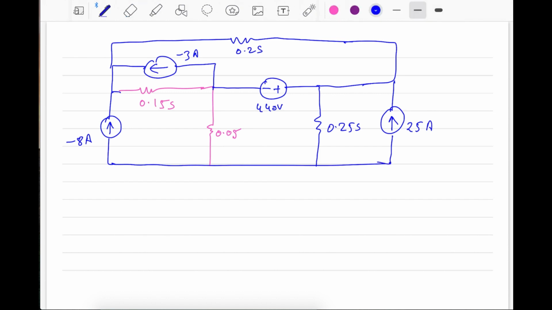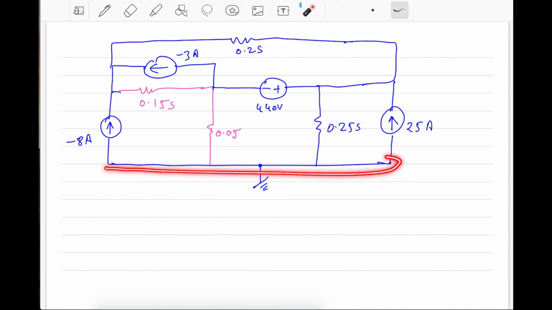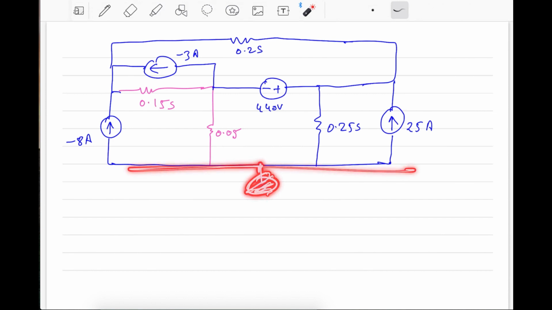So by intuition also you can assume that the number of nodes which are connected to this node is maximum. So let us assume this as ground. There is no specific rule that you have to assume this as ground, but still for the node with most of the connections, we assume that as ground, just to keep the analysis simple. So we are actually assuming this as the ground.